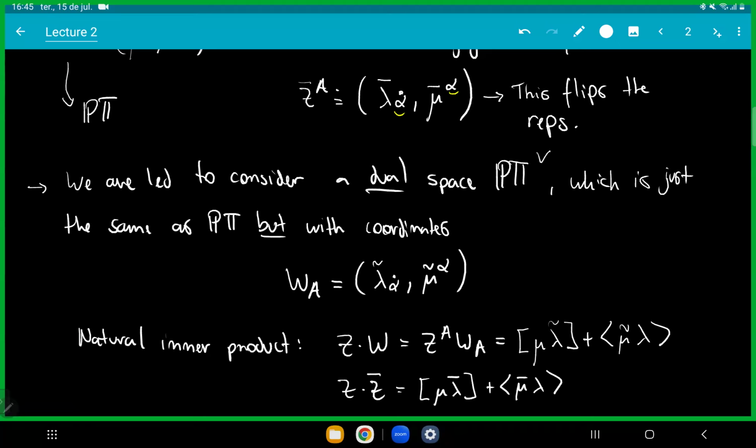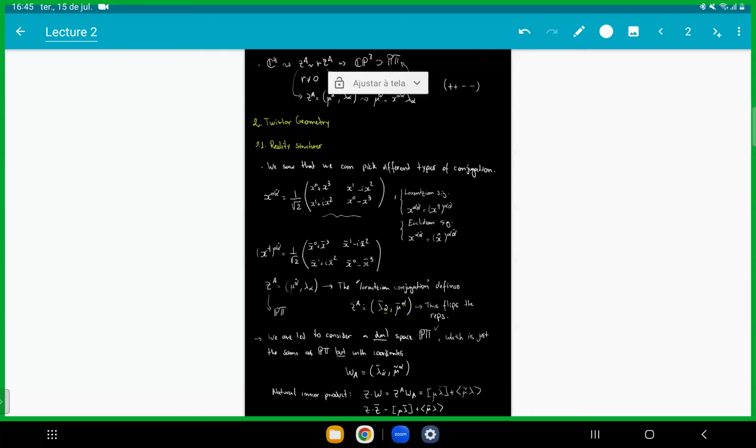And why am I worrying about this inner product? Because this will give us even more information about what these points in Twistor space correspond to in Minkowski space time. This is what we want to do all the time.